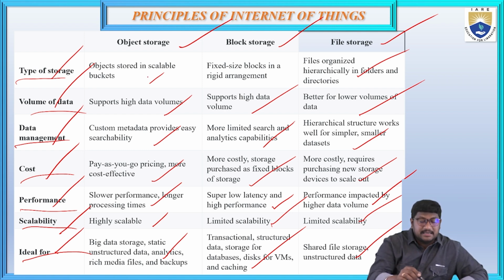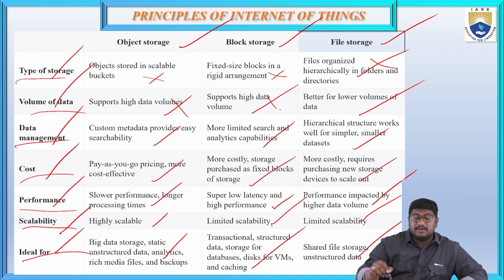Types of storage, it is scalable in buckets, it will be in blocks, it will be in files. Volume of data, high volume of data is going to be stored. And here also high data volumes are going to be stored. And here only low data will be considered. Data management, here we are providing metadata and search is very easy. Here we are providing limited search with analytical capabilities. Here a hierarchical structure is provided and only on small databases. Cost, here pay as you go pricing will be there. But block storage and file storage are more costly compared to object storage when it comes to cost.